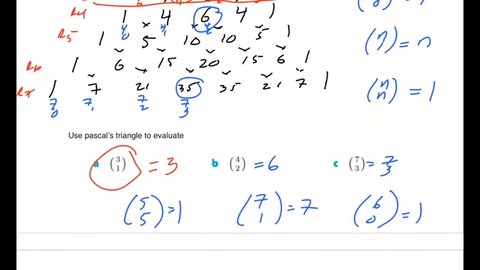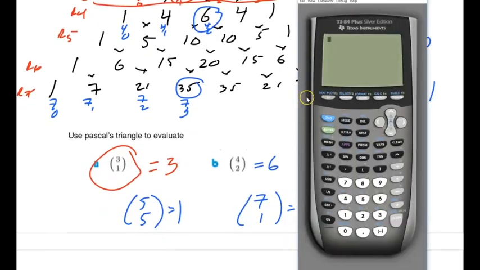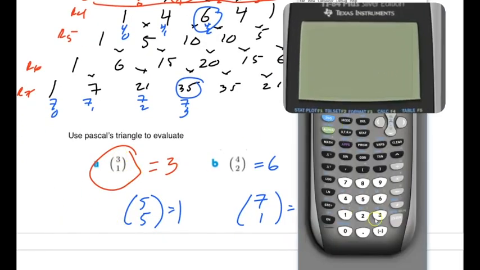What's the other way to do it? On your calculator. If you bring out your calculator, something like this. The way we do, say 3 choose 1, is we put a 3 down, you go to math over probability, and then nCr. That's what this is. It's choose. Then put a 1, and you get 3.